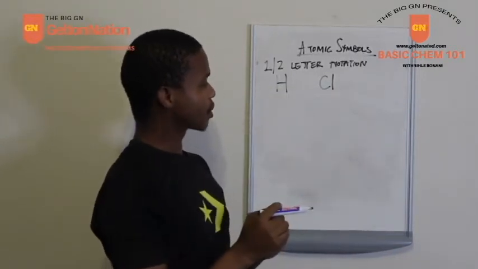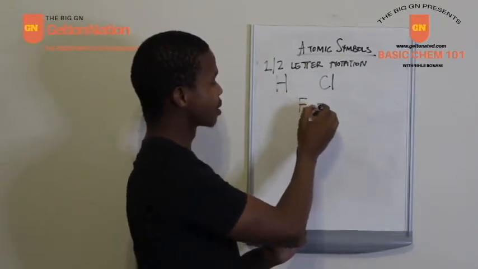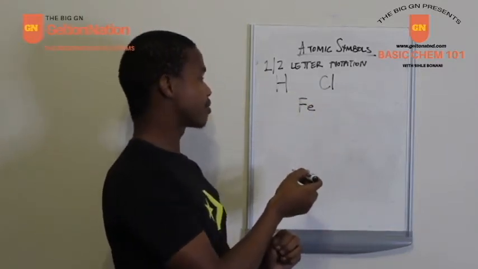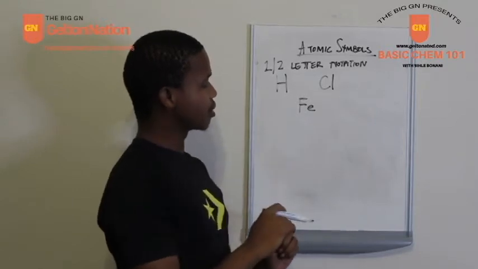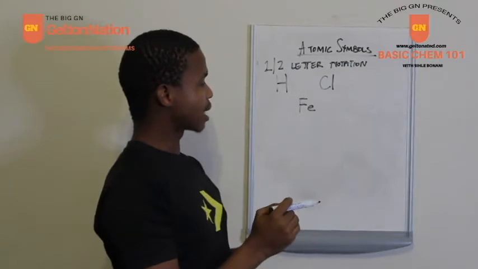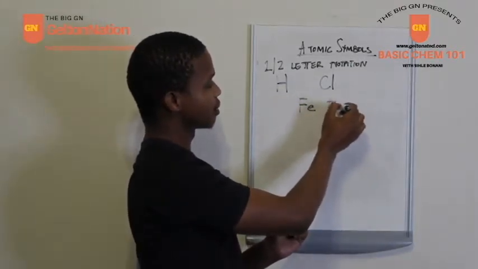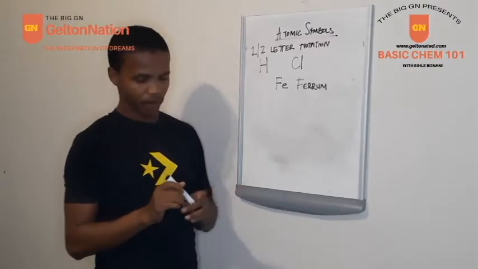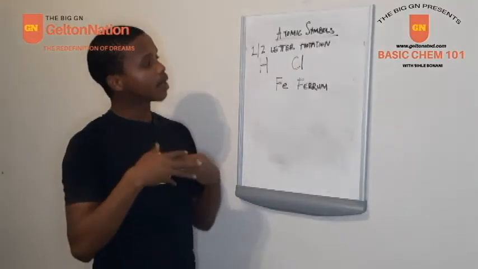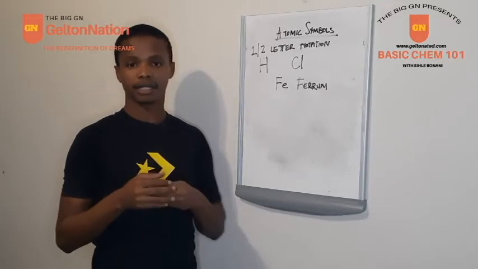But you'd find also there are elements such as iron. Now iron does not start with F, but they use other languages such as Latin. So iron in Latin is used as ferrum. So that's how you would represent your elements or your atoms as atomic symbols.